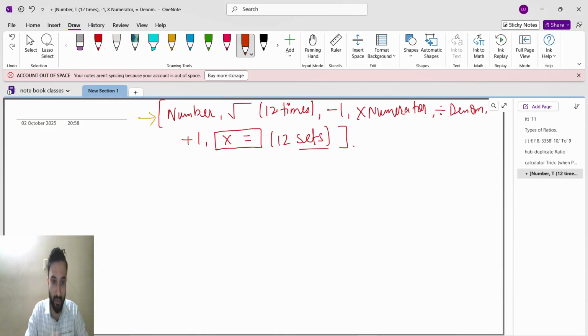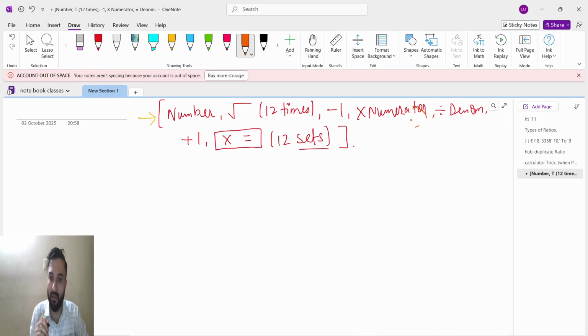Okay, so first we will press the number, which is 75. The number will keep on changing, right? So we will press the number, so the number is 75. Then square root button 12 times. See, this is the method for all. It is not going to change.